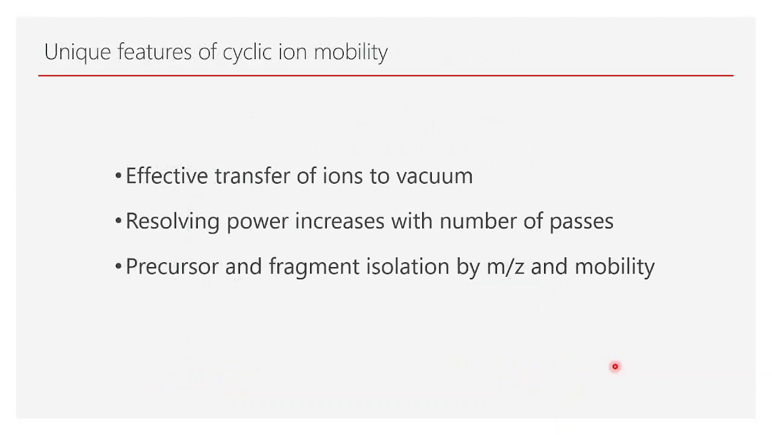The unique features of the cyclic ion mobility that we can use are, first, effective transfer of the ions to the vacuum, which should give us sensitive measurements. We can adjust the resolving power of the ion mobility by the number of passes to the experimental needs. And we can separate not only the precursor by mobility and mass-to-charge ratio, but also the specific fragments.